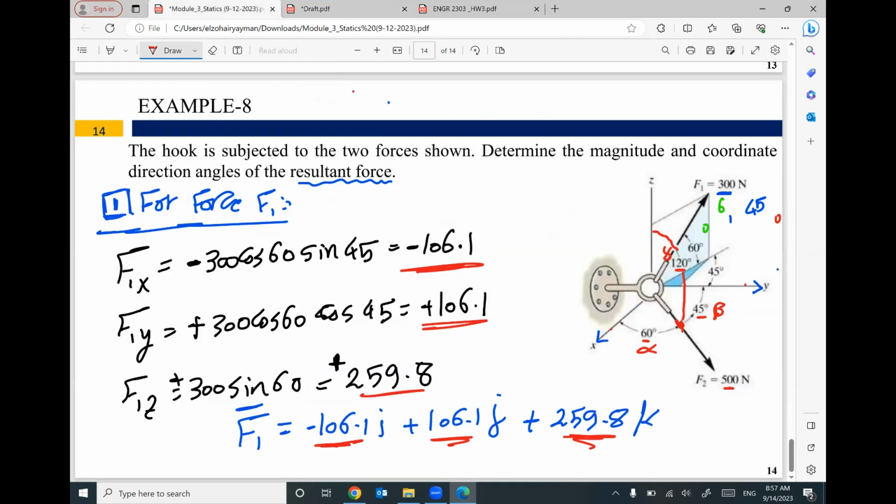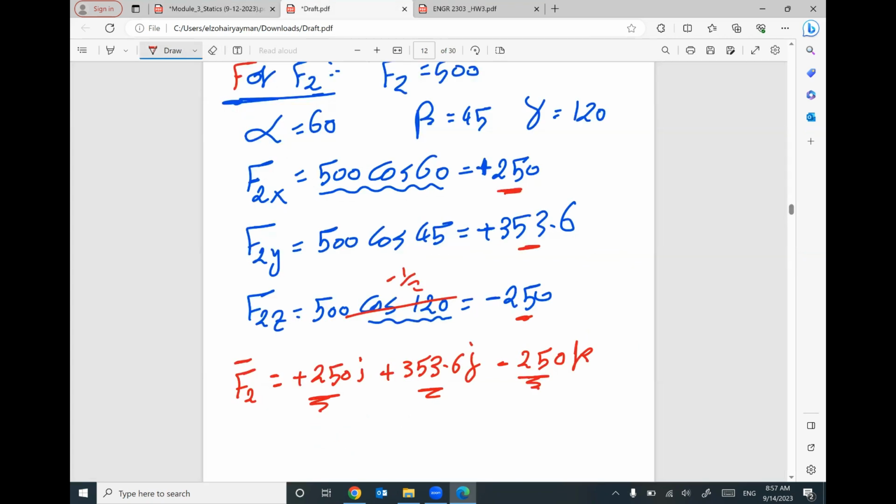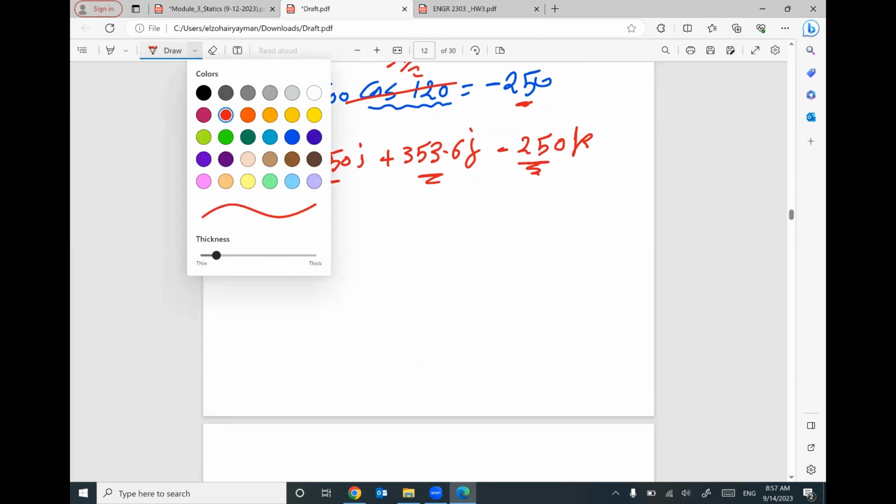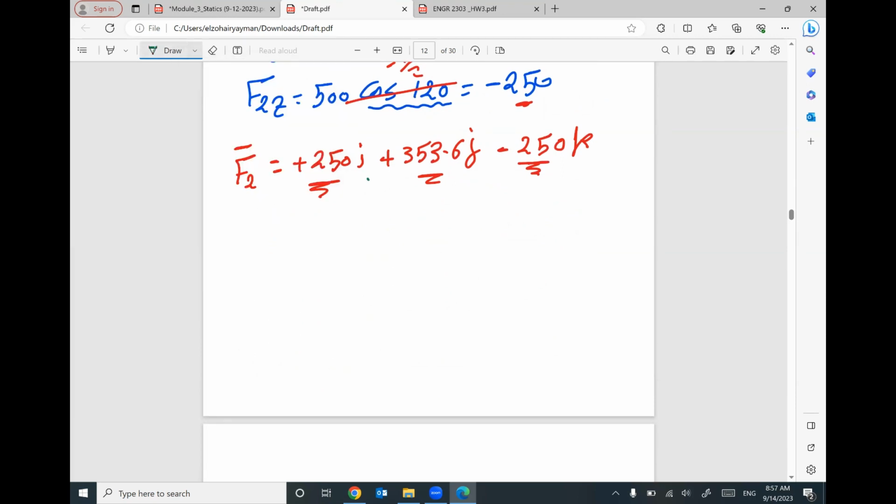Do you think we have more? No, we are done. We are only given two forces, F1 and F2, and that's it. I broke each force into three components. Let's start with the second step, which is your resultant. The X component of your resultant equals the summation of all X components.